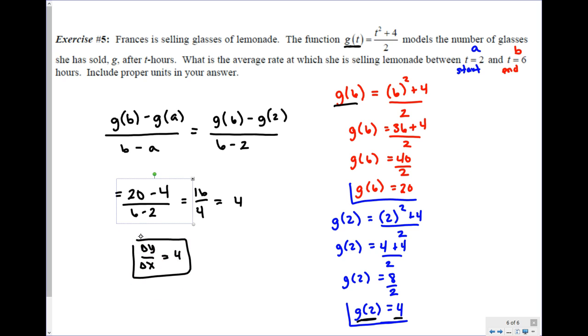I don't have units because, well, I don't have units. I guess I could say, I don't know what, hours. So if I wanted to say what the rate of change was in units, I could say it's 4 glasses per hour. Okay? Because this is your glasses on top. That's what your output is, and your time is on the bottom. Glasses per hour. Okay? This is a pretty tough lesson, so please ask me for help on the fluency.